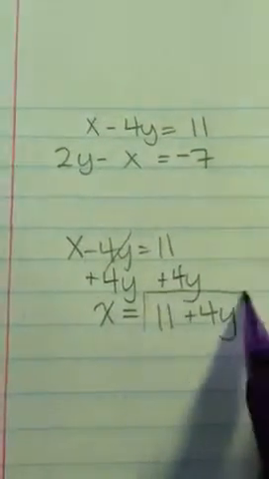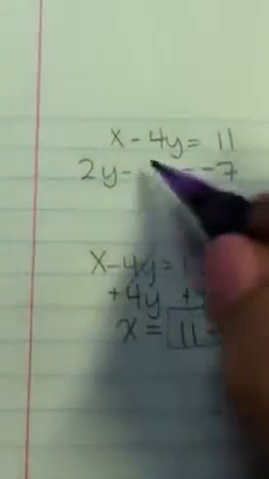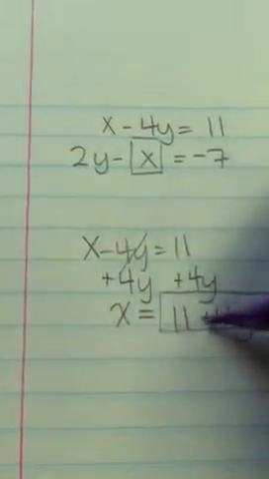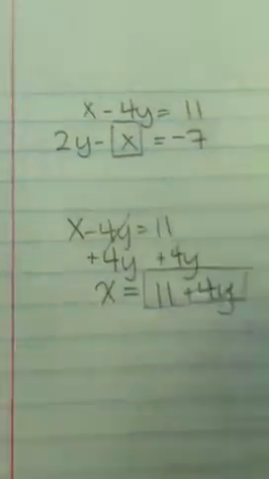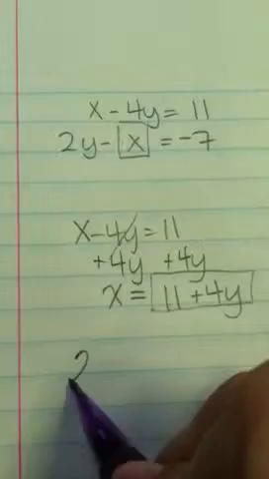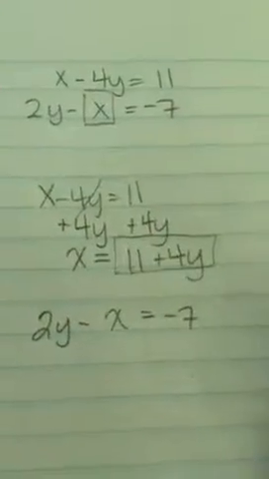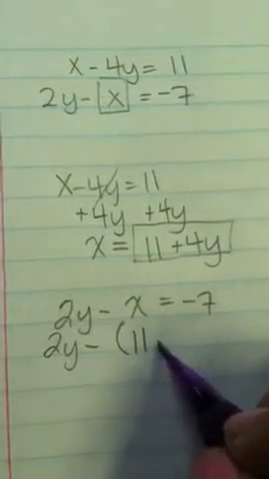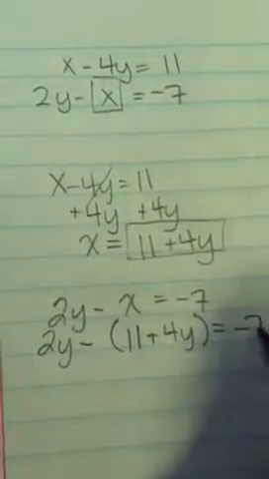What this means is I'm going to substitute 11 plus 4y for any time I see x in my other equation. Because I've just said that x is the same thing as 11 plus 4y, so why not put 11 plus 4y in for x? So I'm going to go ahead and rewrite my equation again. And now I'm going to substitute 11 plus 4y for x. So that means I've got 2y minus the quantity 11 plus 4y equals negative 7.